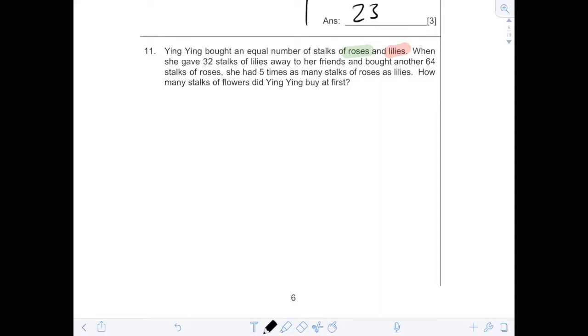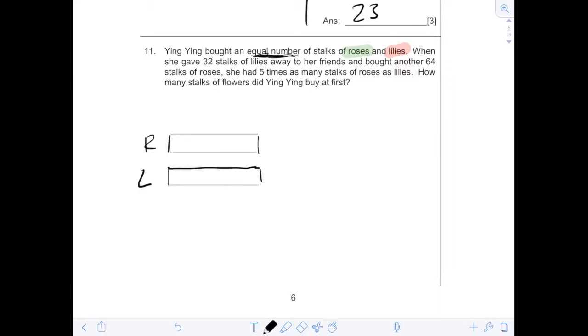Alright, so if I were to draw my model for this one, first I'm going to draw this one. At first she has an equal number, so roses and lilies will be equal. Okay, let's redraw that. Roses and lilies. Alright, now she gave 32 stalks of lilies away. So I'm going to draw here. She gave this away. No, sorry, let me do that again.